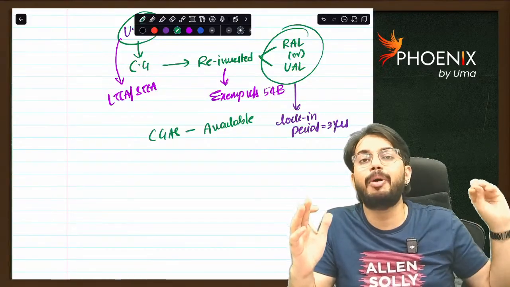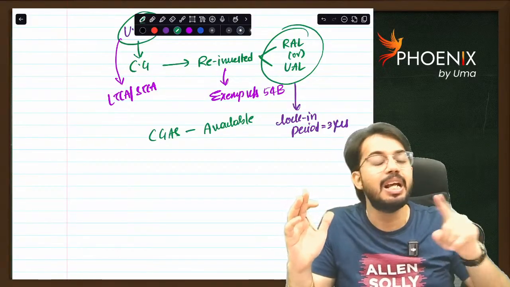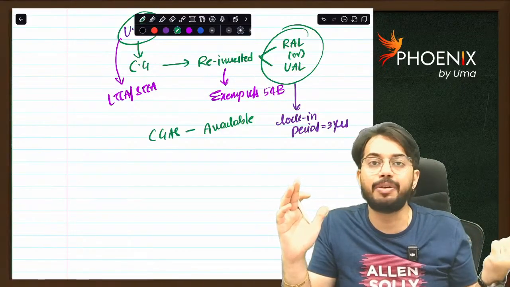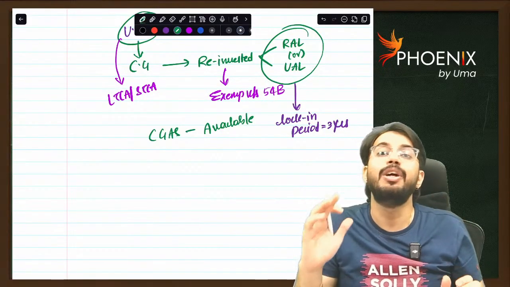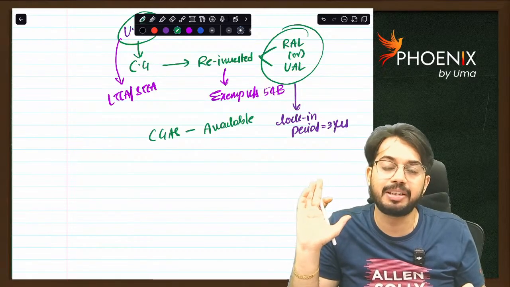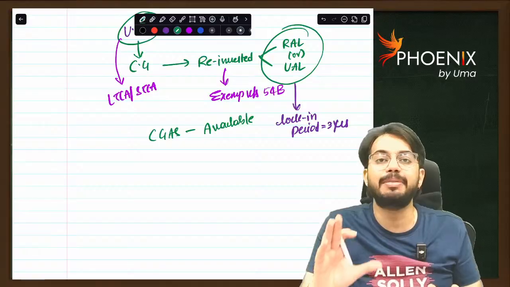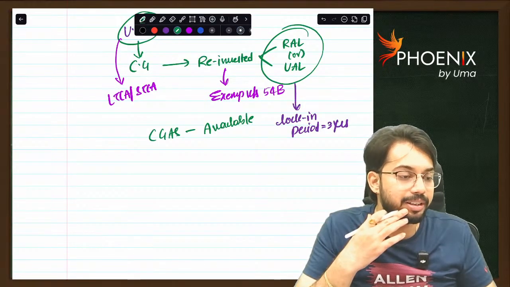scheme. Whatever the amount deposited in the capital gains account scheme, that is available for exemption now. But the amount deposited in the capital gains account scheme should be used for purchase of new agriculture land within 2 years. If there is any unutilized capital gains deposit scheme amount, that is taxable after expiry of 2 years.